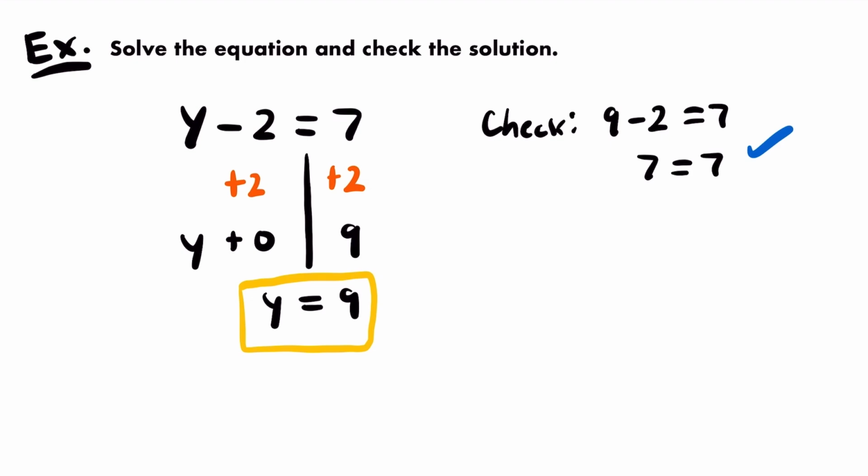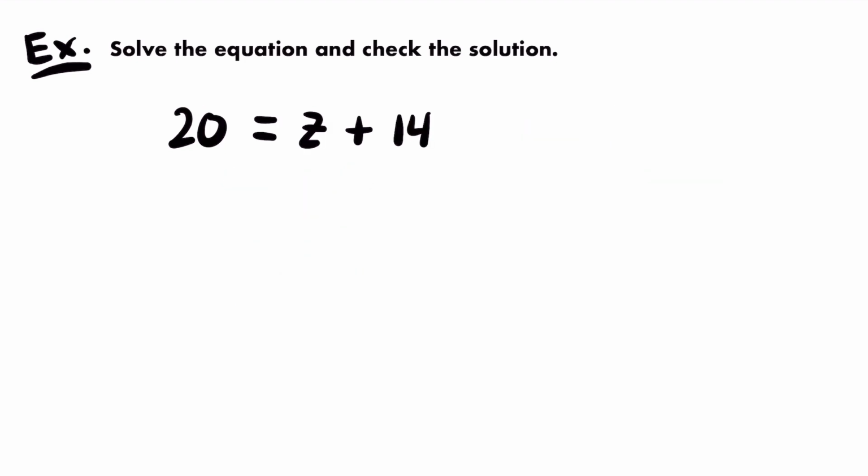Okay, let's take a look at another example. We once again want to solve the equation and check the solution that we find. Here we have 20 equals z plus 14. Now initially this looks like the equation is in a different form, but it still is in the same form, just in a different order. We still have a variable plus a constant equal to another constant. It's just that the sides of the equation are flipped, which is not a big deal, okay?